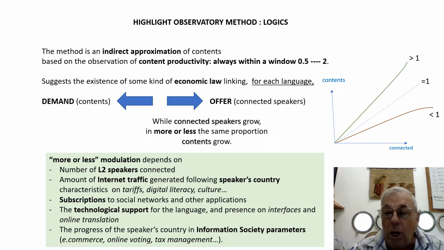The issue is to evaluate the more or less modulation, which depends on the number of L2 speakers connected, the amount of internet traffic generated in each country, which depends on tariffs, digital literacy, cultures, counting the subscriptions to social networks and other applications, weighting the technological support for the language, which is your business, and presence on interface and online translation give an indication. And obviously, the context in terms of information society of the country where the speakers live: e-commerce, online voting, tax management, and so on.